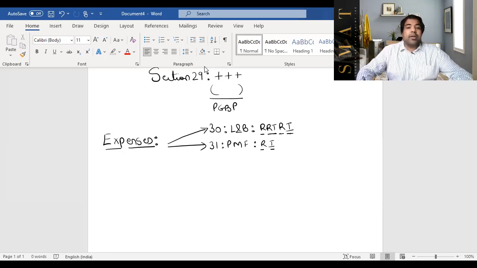Car is a plant and machinery. But if you use the car for personal purposes, let's say 20%, then 20% will be disallowed under section 38. Next is the most important section, that is section 32, which talks about depreciation.